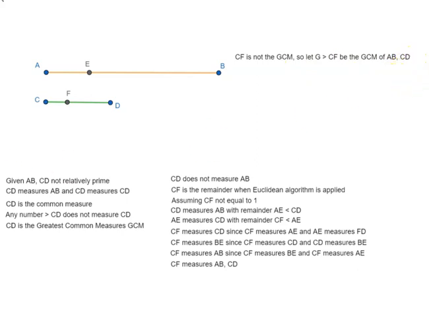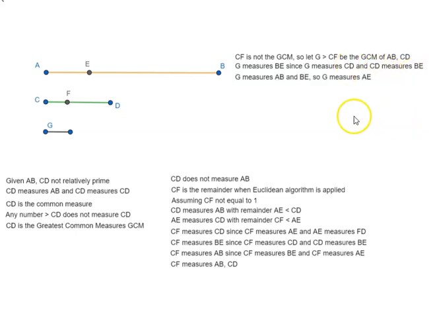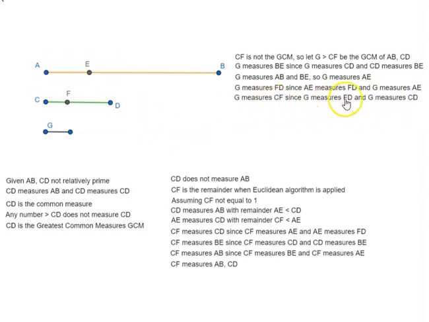So keeping that in mind, we see that G measures BE. So let me bring in G as well. G measures BE since G measures CD and CD measures BE. G measures AB and BE. So G measures AE as well. G measures FD since AE measures FD and G measures AE. G measures CF since G measures FD and G measures CD.